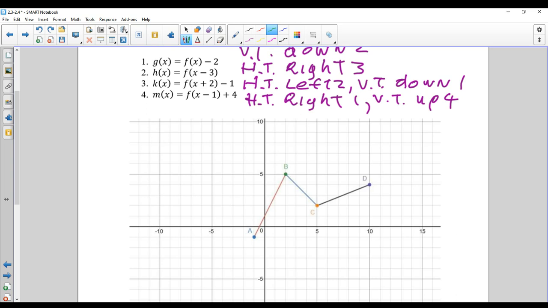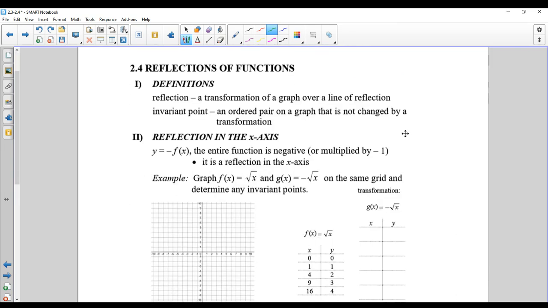Okay? All right, reflections of functions. So we've done moving the function up, down, left, right, horizontal translation, vertical translation. We've done that. But now we're trying to move things in a different way, or to transform things in a different way by reflecting them. You've probably heard of reflections before, so you have an idea of how this works. A reflection is a transformation of a graph over a line of reflection. There's always some line of reflection, and all the reflections we're going to do today are on either the x-axis or the y-axis. So we'll start up by reflecting in the x-axis.